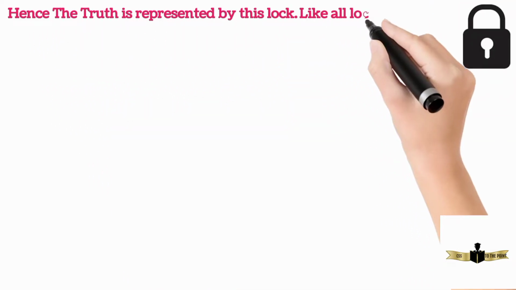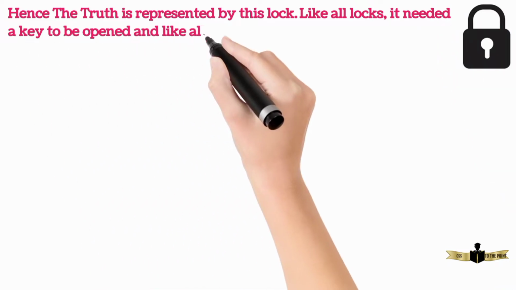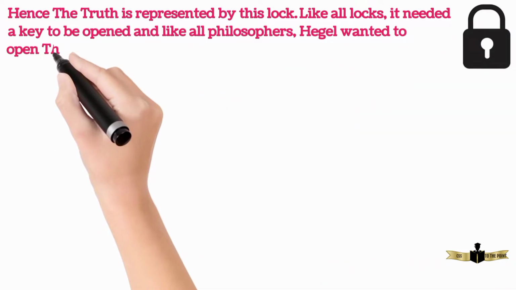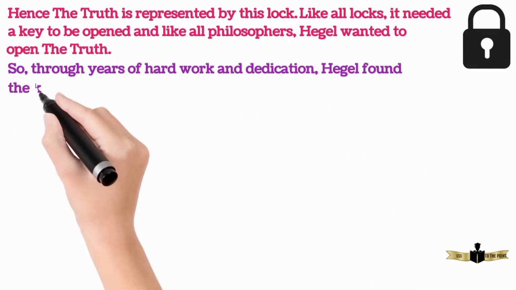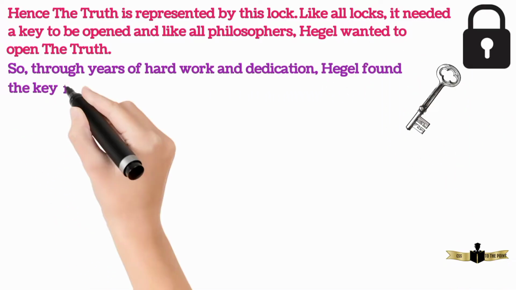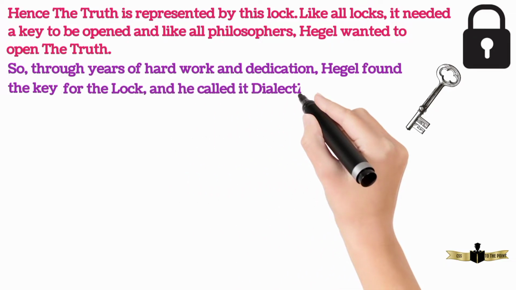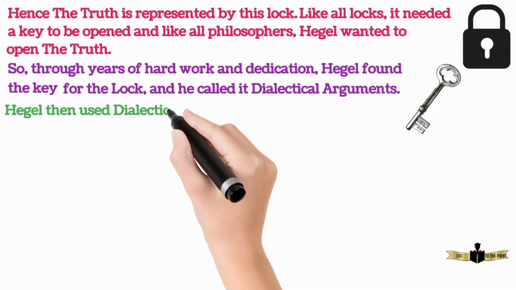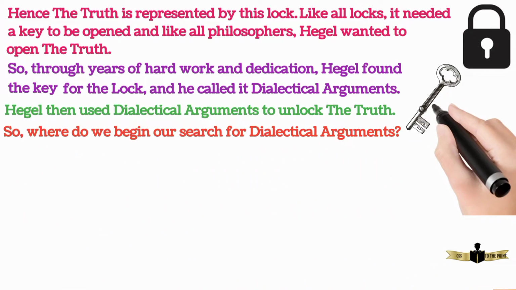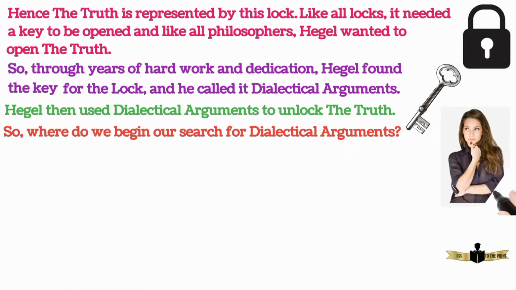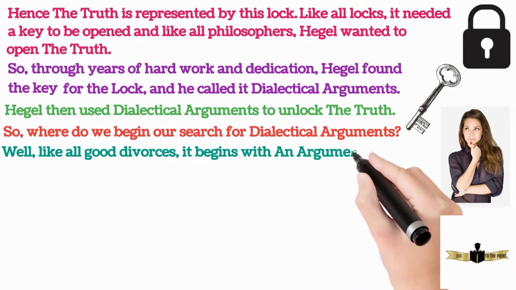Like all locks, it needed a key to be opened, and like all philosophers, Hegel wanted to open the truth. So, through years of hard work and dedication, Hegel found the key for the lock, and he called it dialectical arguments. Hegel then used dialectical arguments to unlock the truth. So, where do we begin our search for dialectical arguments? Well, like all good divorces, it begins with an argument.